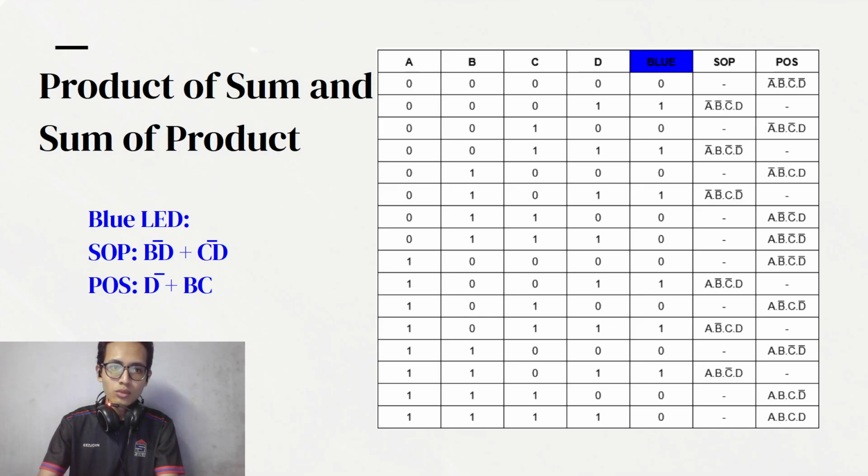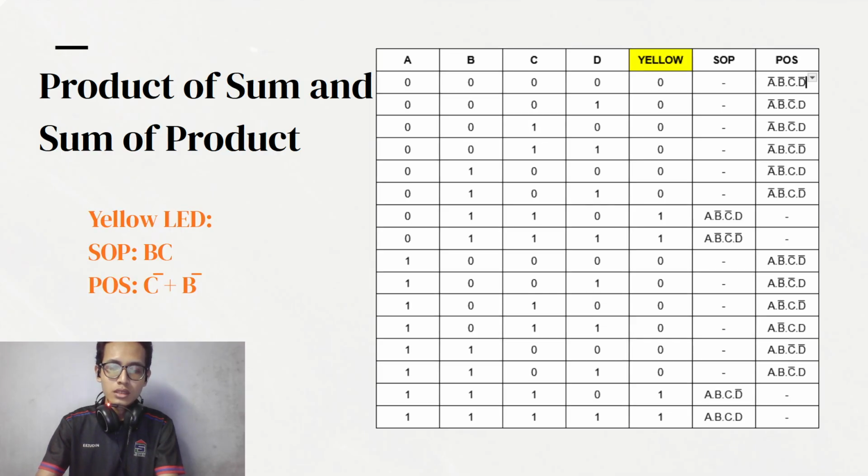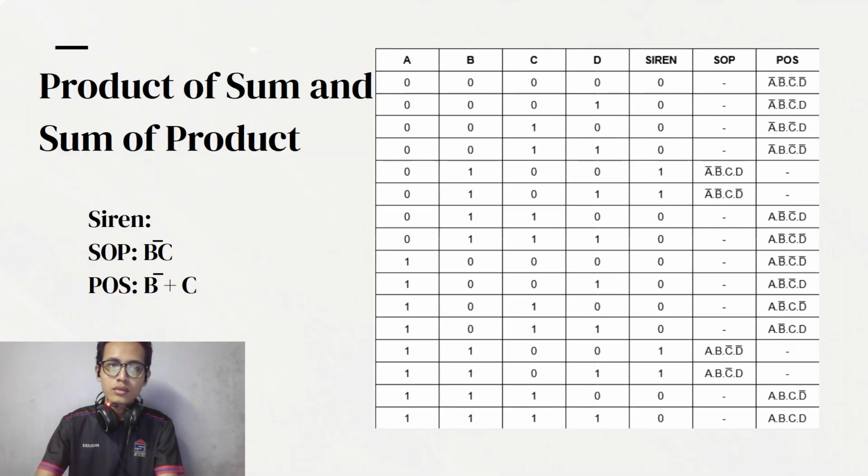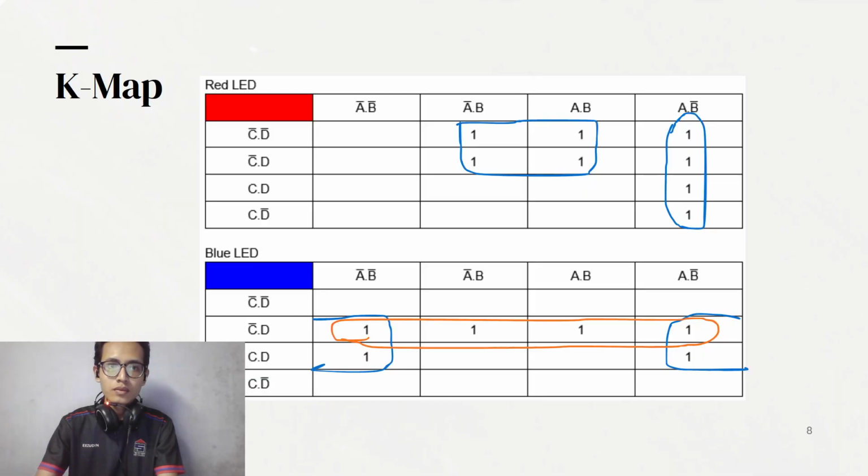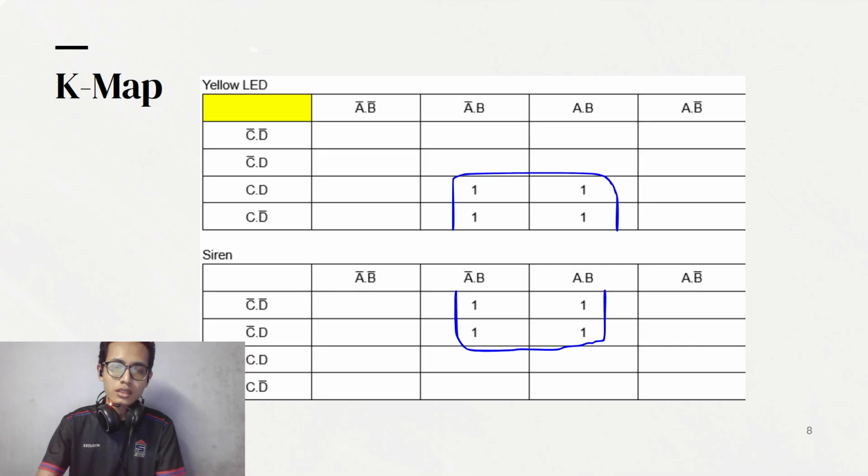This is for the blue LED. And this is for the yellow LED. And this is for the siren. Next is my Karnaugh map. And this is for the yellow LED and siren.